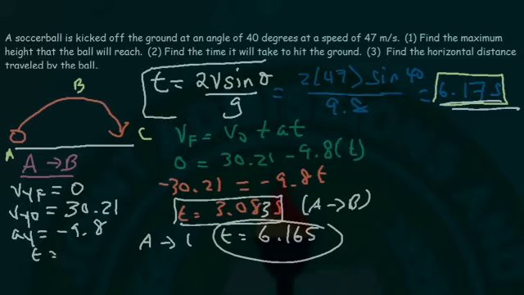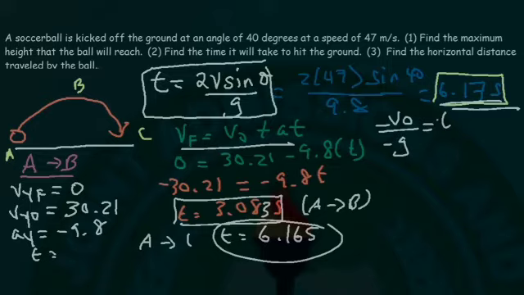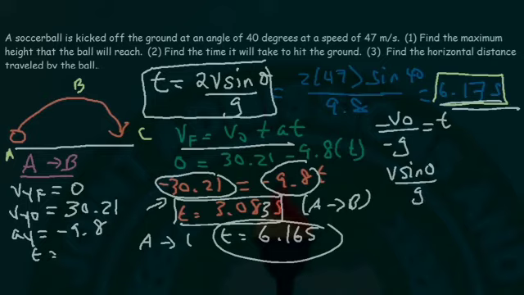This equation actually comes from this equation. If you solve for the time, it's the change in velocity. Well, V final is 0, so the time is negative V initial divided by negative g. That equals t. We did negative 30.21 divided by negative 9.8, so the negatives cancel. But keep in mind, to get Vy, we know Vy is V sine theta. So it's V sine theta divided by g equals t. Let me put a y here.